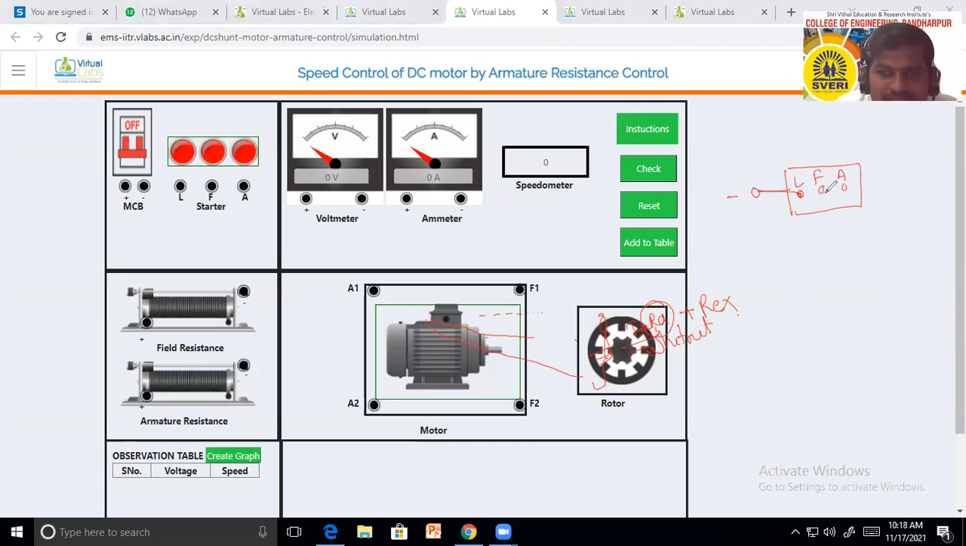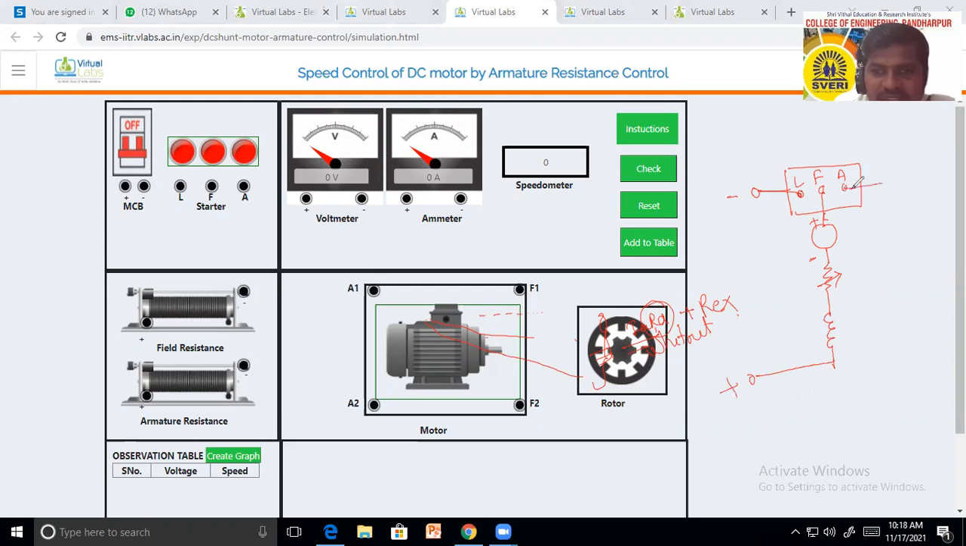Now again the field circuit, in that field circuit one ammeter can be connected. Let us connect an ammeter. So this one is the ammeter. Again in series with that, the shunt field resistance can be connected, and here it is the field winding. Similarly this one terminal is the positive terminal.